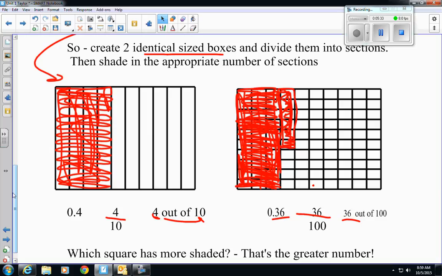And actually, we could even do other things with these. These are even numbers. We could reduce fractions and all of that. But we're working with 10 and 100 because those are the ones that go with decimals. That's why we're using the denominator of 10.